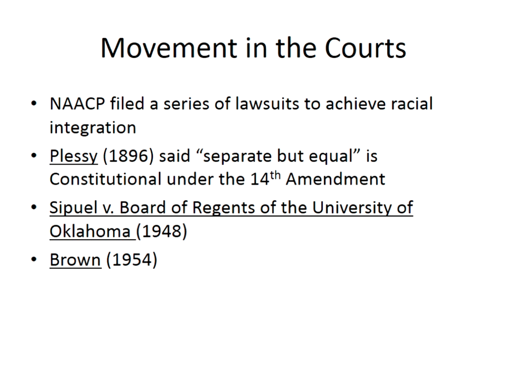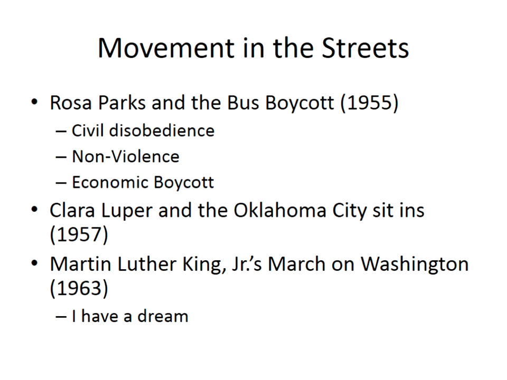So Brown builds on Sipuel. Brown is the opposite of Plessy. Brown overturns Plessy. Plessy said separate but equal is constitutional. Brown said separate but equal is unconstitutional. Putting children in separate school districts, separate schools, and separate school systems harms the black children, harms their self-esteem. Therefore, it is unconstitutional. So 1954 is the beginning of the end of segregation in the United States.